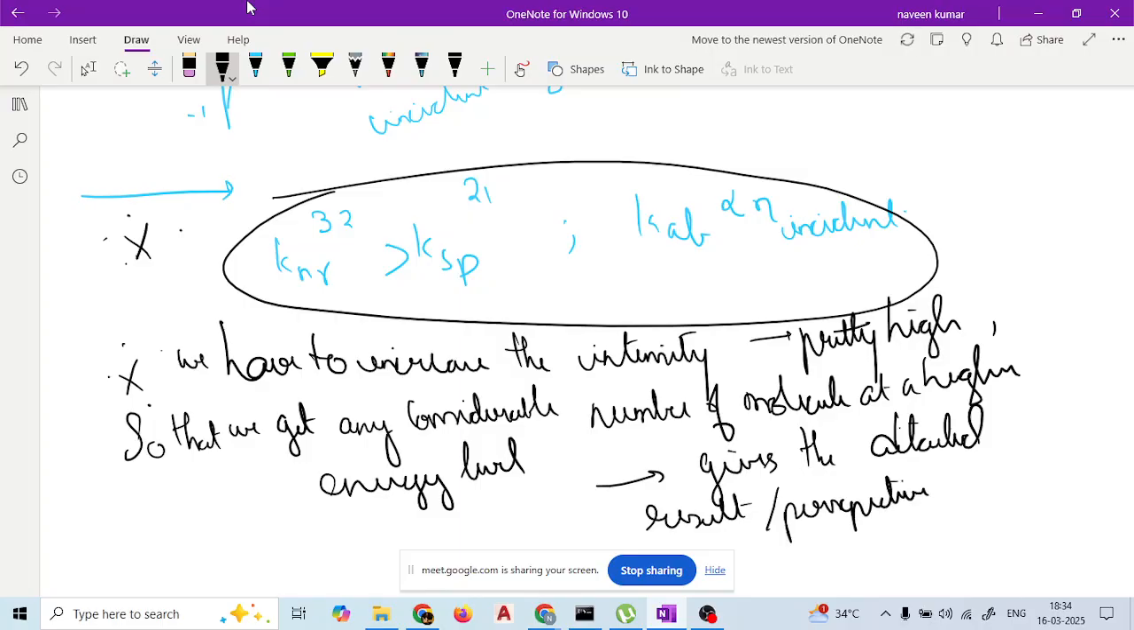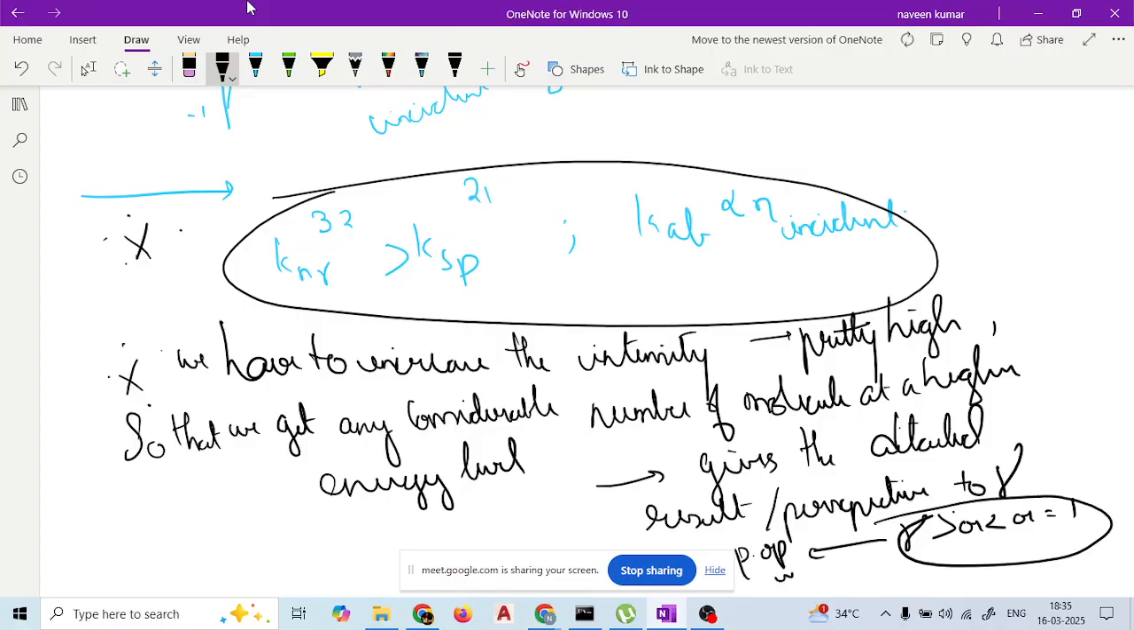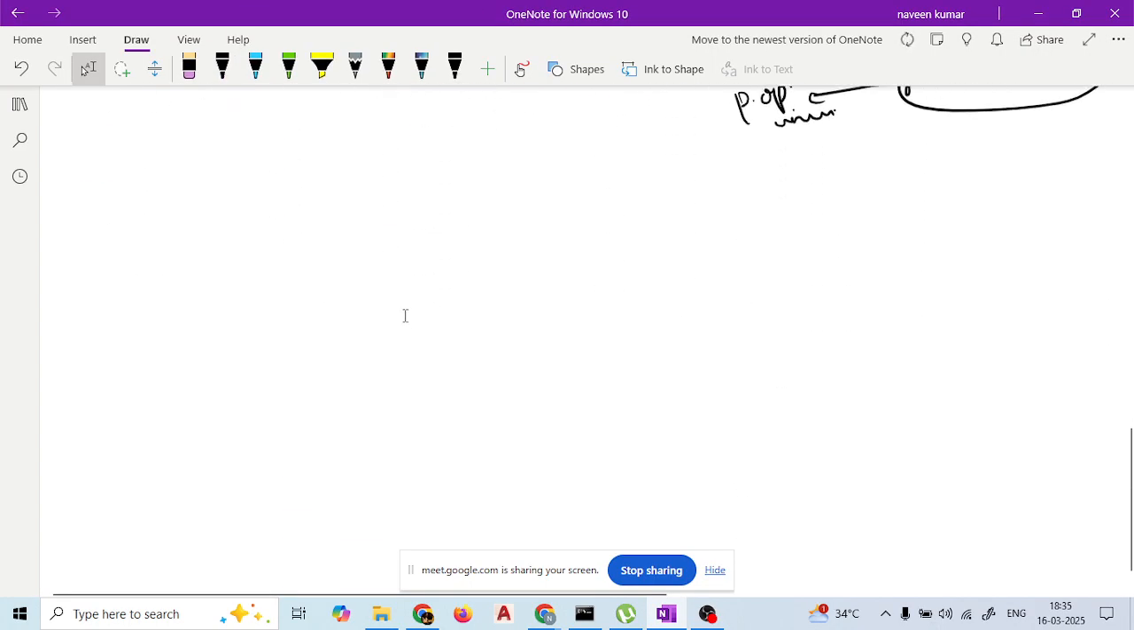The perspective to the gamma function is whether it has to be greater than, less than, or equal to 1. So in order to achieve the population inversion, this is one of the most important parts.